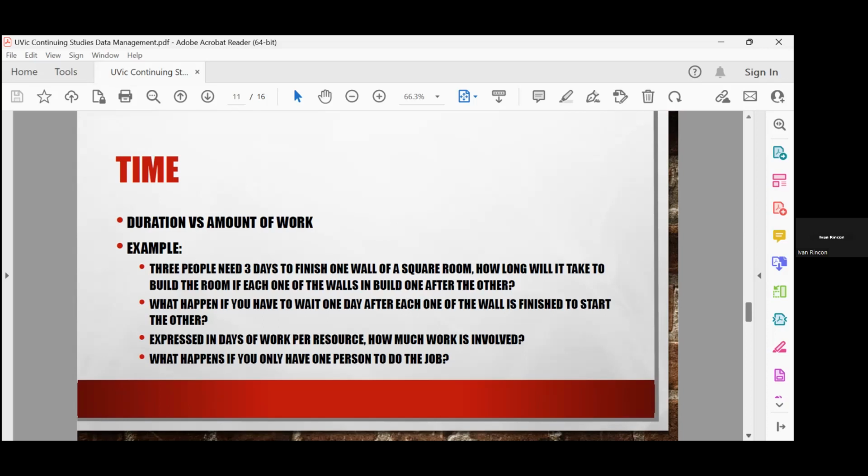But at least the concept, I think that now you understand that it's not the same to say this is going to take 3 days versus it takes actually 27 or 48 or whatever number of hours to complete 1 wall.